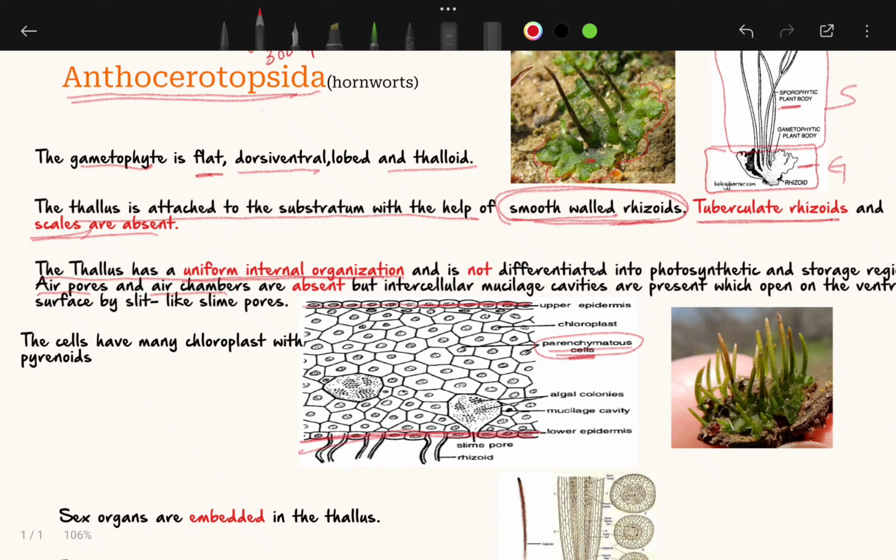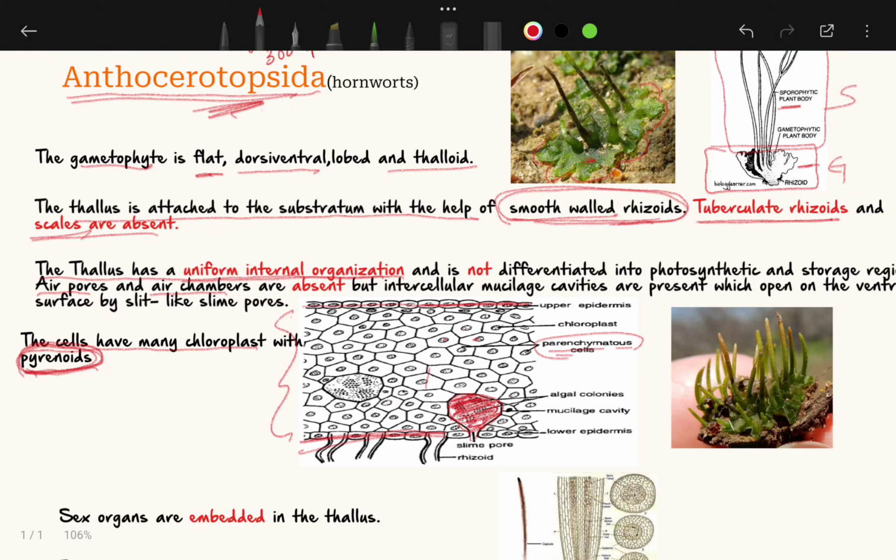Along with that, you'll also find that each of the cells will have many chloroplasts, along with pyrenoids. Pyrenoids are absent in Hepaticopsida, but in Anthocerotopsida, pyrenoids are present. So this is a special characteristic feature of Anthocerotopsida. And you'll also find mucilage cavities here in the cells. On this shaded region, this is the mucilage cavity.